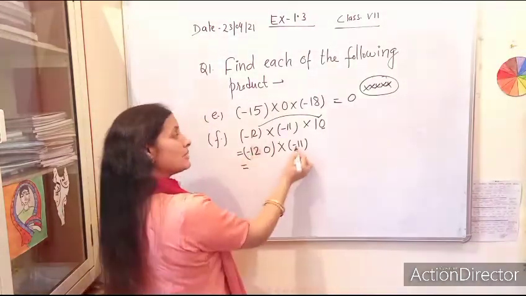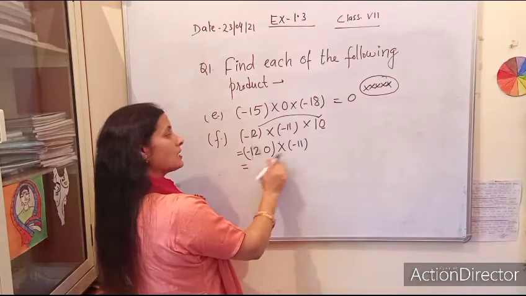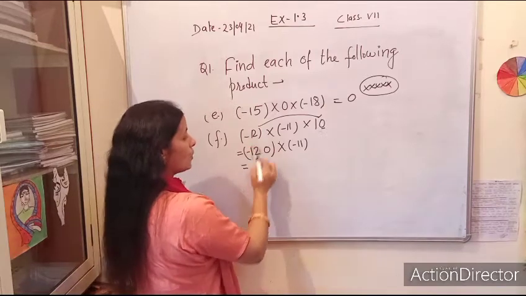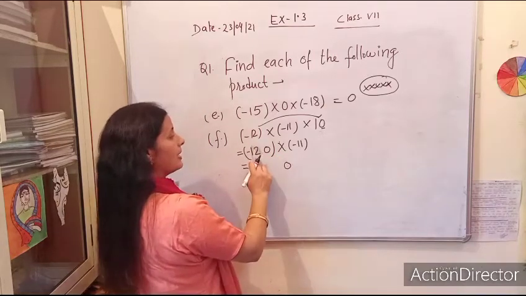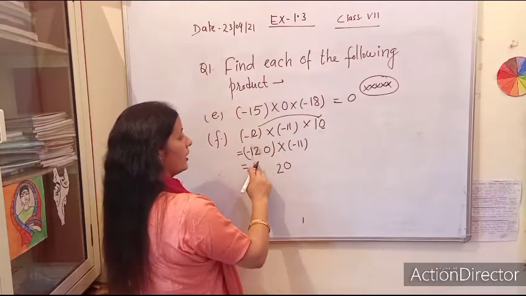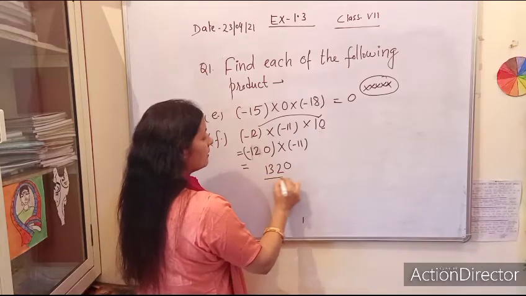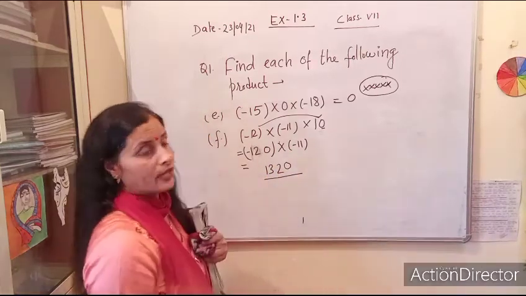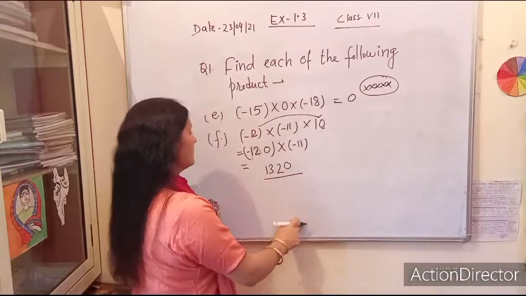Now you can see minus will become plus. Here are two minus signs, so minus times minus will become plus. Now how to multiply? Again I will place this 0 here. Now I will read the table. 12 ones are 12. 12 ones are 12, and 1 is 13. The answer will be 1320. Okay, this will be the answer.